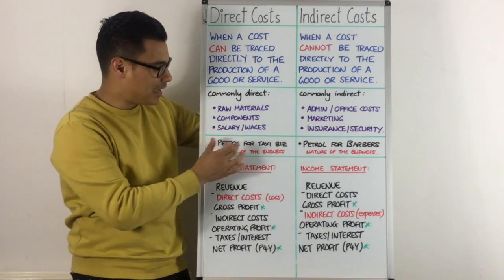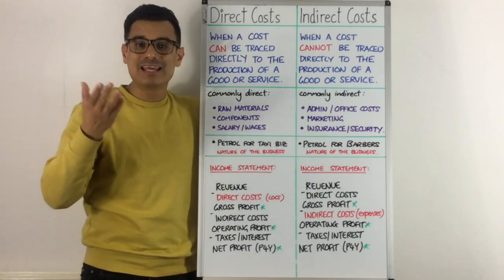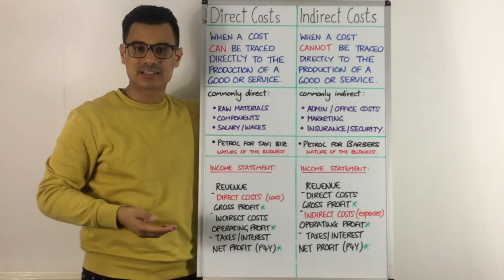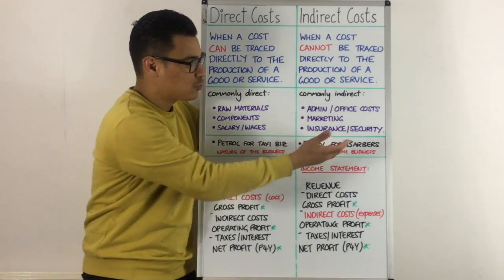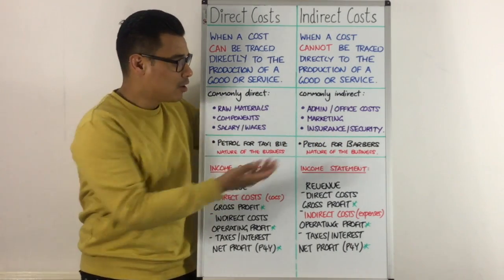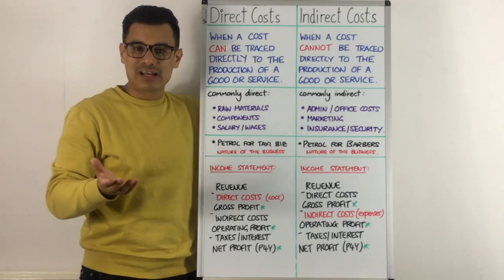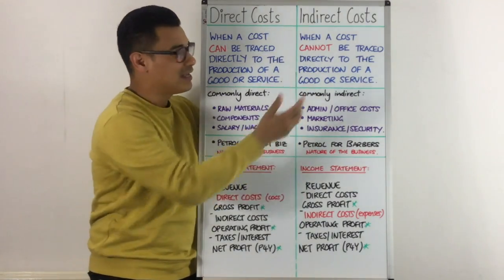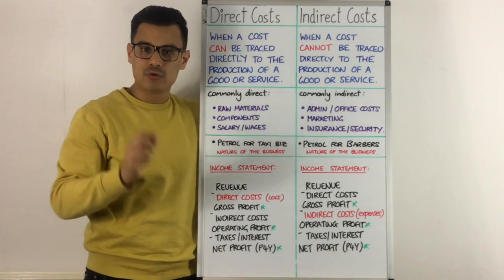Take, for example, petrol. Petrol for a taxi business is clearly directly related to the cost of the service, being the taxi company. However, petrol for a barber's, if you're going to get a trim, well, that's not really directly related to the nature of that business. So in that case, petrol would be an indirect cost. So there are a few anomalies.